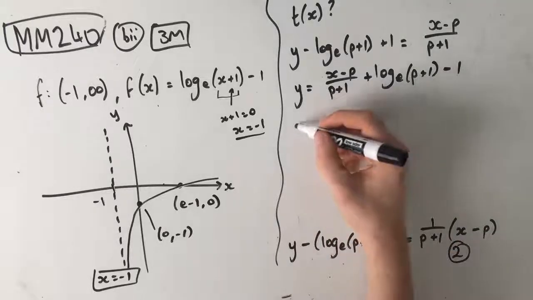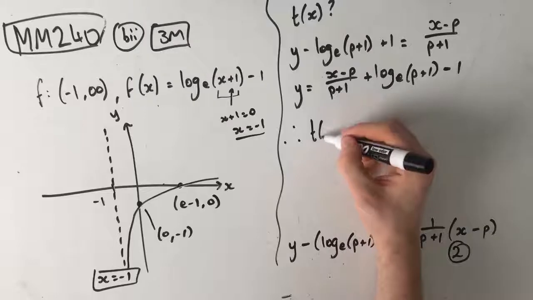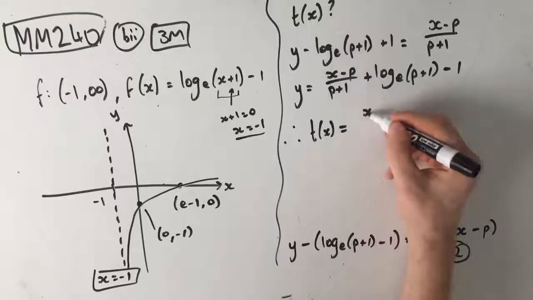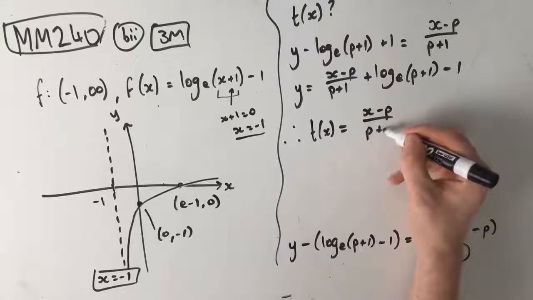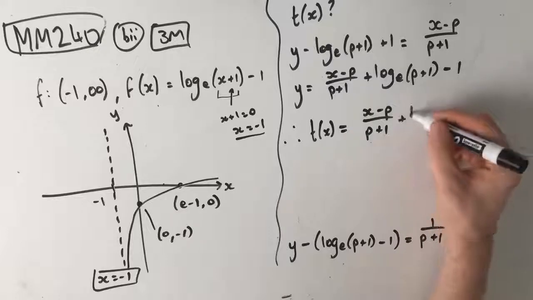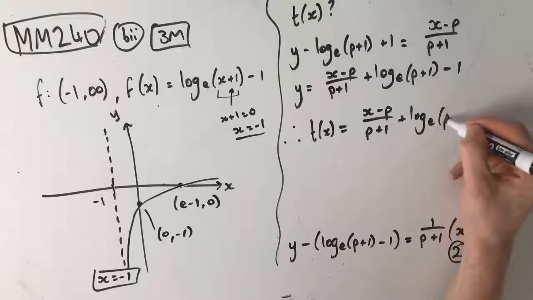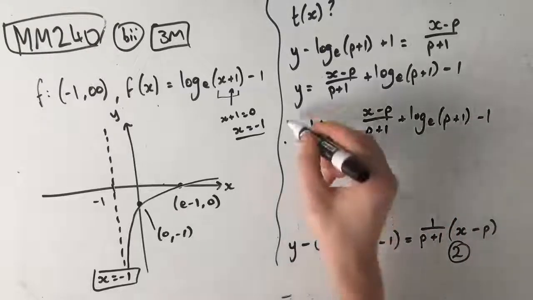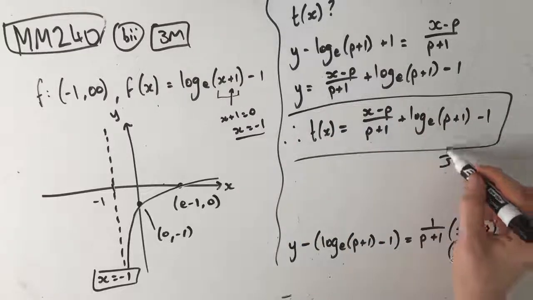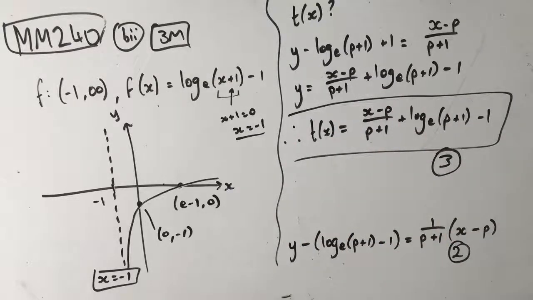Awesome. But we're not done yet, because we need to say, therefore, t of x, because t of x is what we're looking for, equals x take p over p plus 1, plus log e of p plus 1, take 1. And that's our third and final mark and our final answer for part BII.